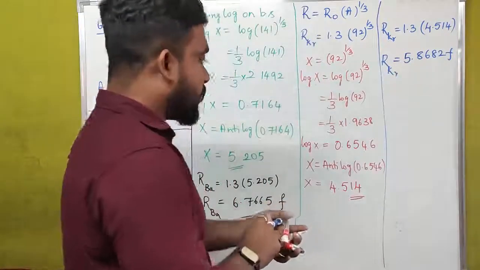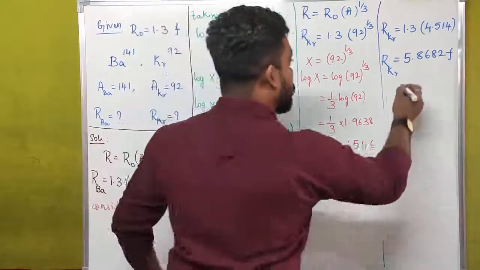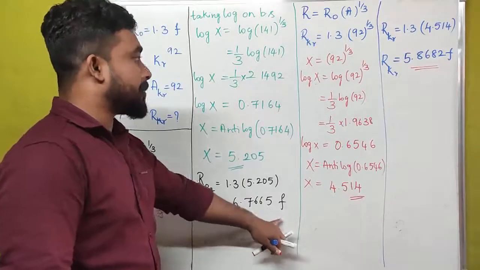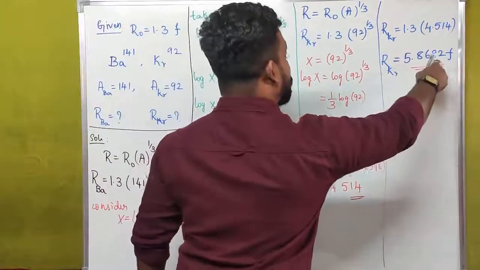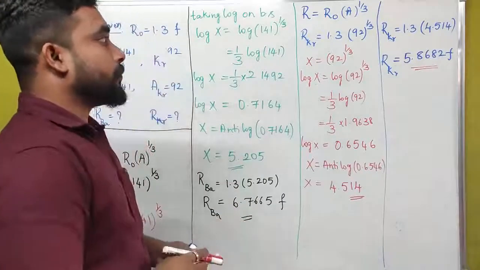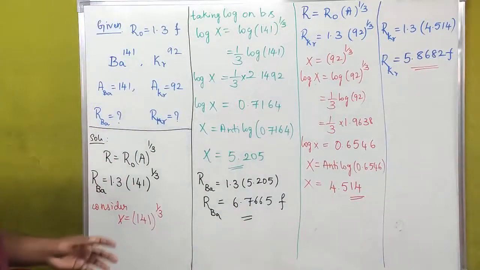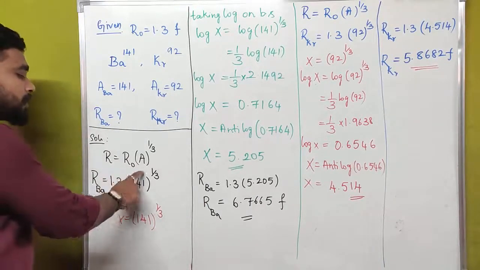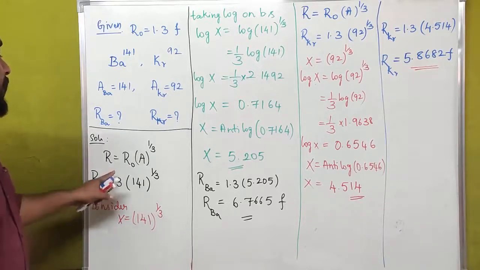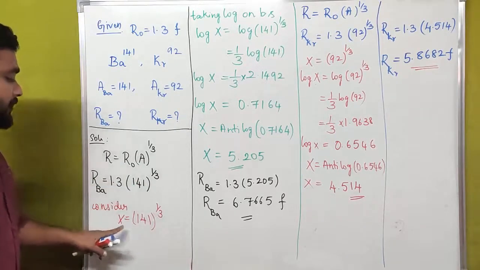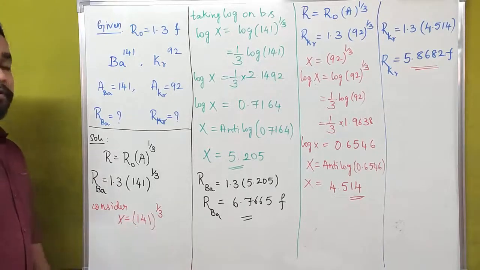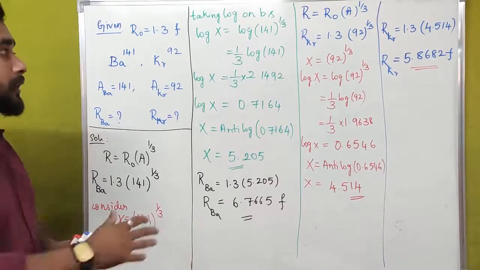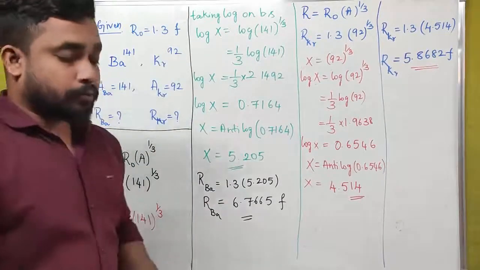Actually, this is the value of a krypton. The radius of a barium is equal to 6.7665 Fermi, and the radius of a krypton is equal to 5.8682 Fermi. If we solve our problem like this, we will get 5 marks easily. Actually, we are using only one formula, that is R is equal to R naught A to the power of 1 divided by 3. Here we are considering x as A to the power of 1 divided by 3 as a supporting equation. Okay, this is how we are going to calculate the problems.